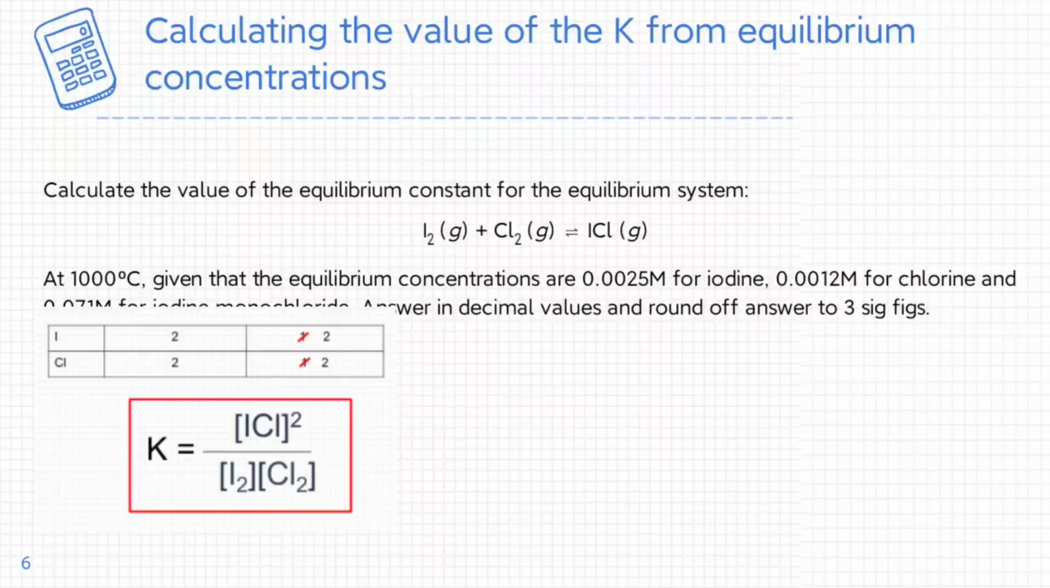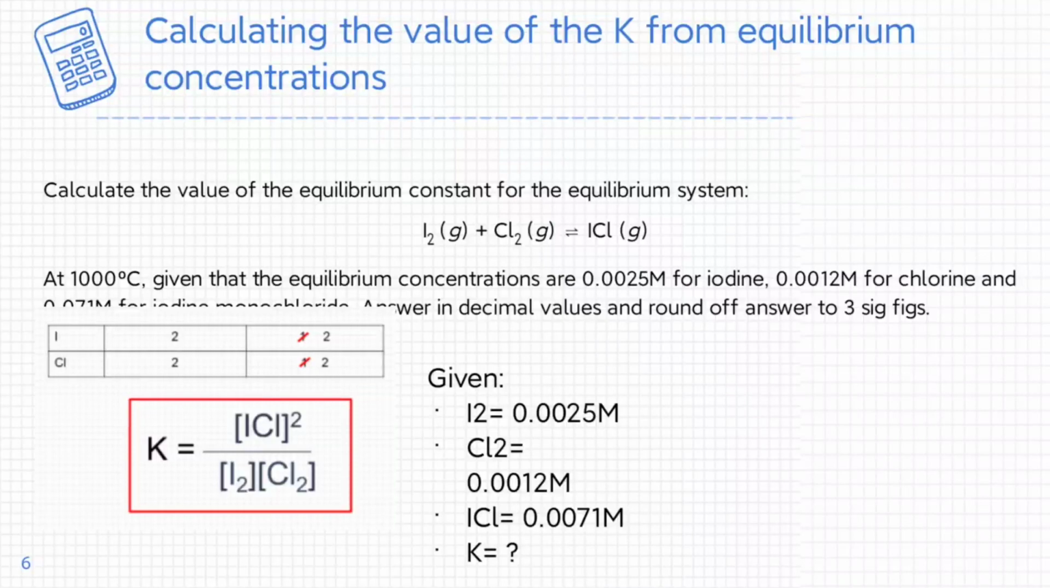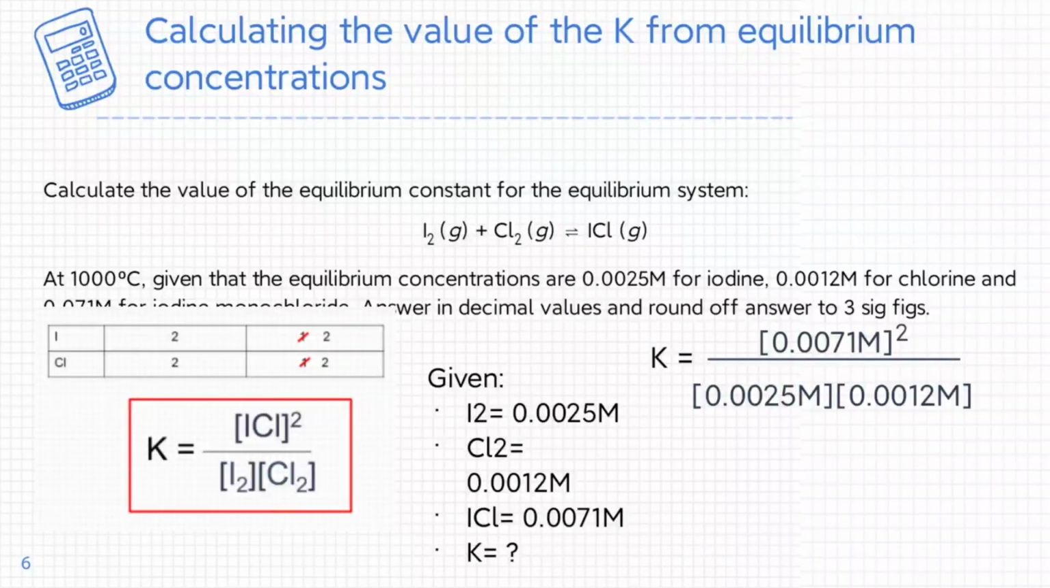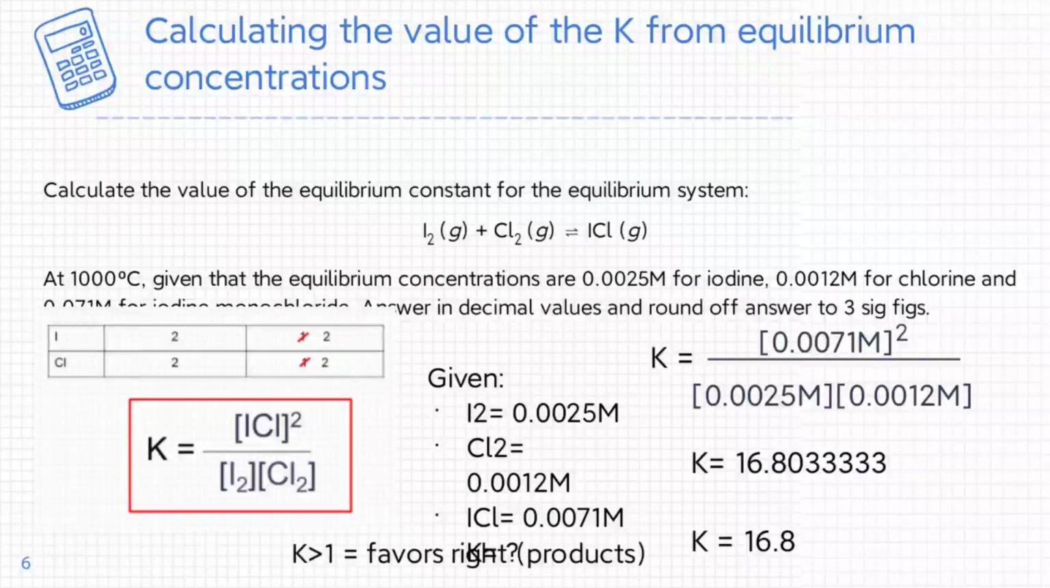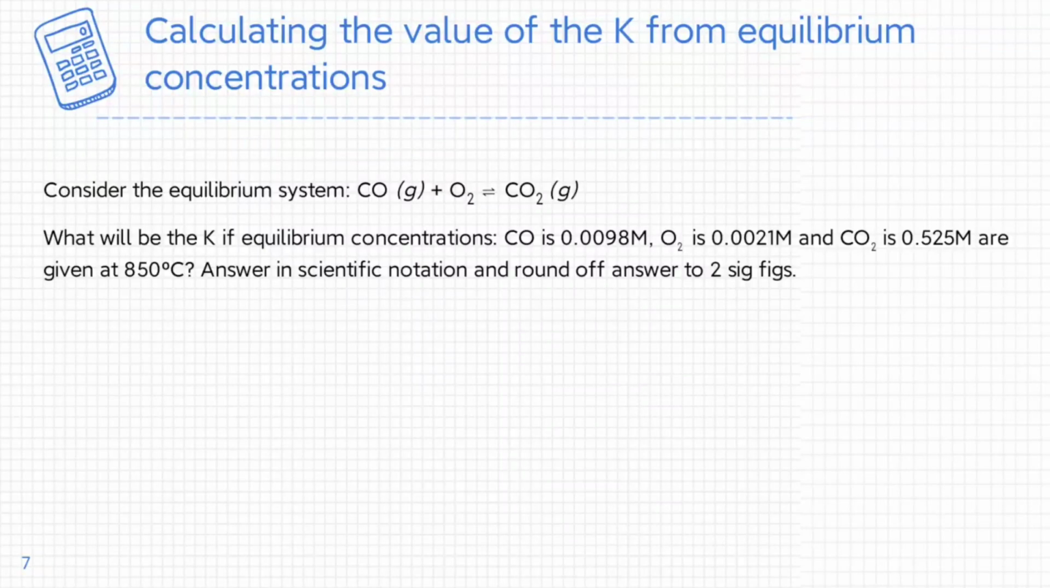Okay, so it showed how to balance the equation. Given this, 16.8, favors right. Okay, next. Let's try to compute this one. Consider the equilibrium system. You have carbon monoxide plus oxygen gas, reversible reaction to CO2, carbon dioxide. What will be the equilibrium constant if the equilibrium concentrations are 0.0098? Okay, let's try to compute this one.